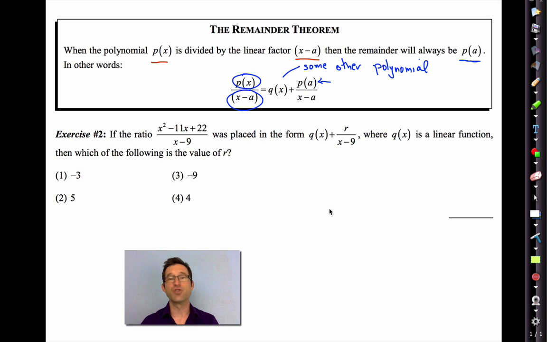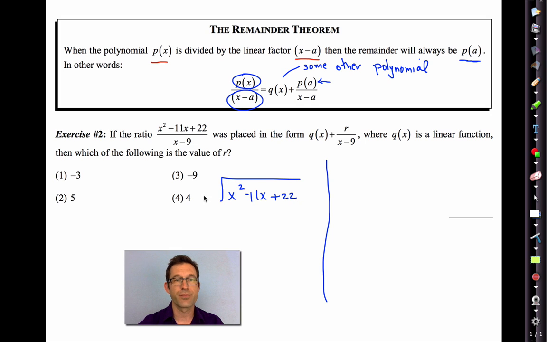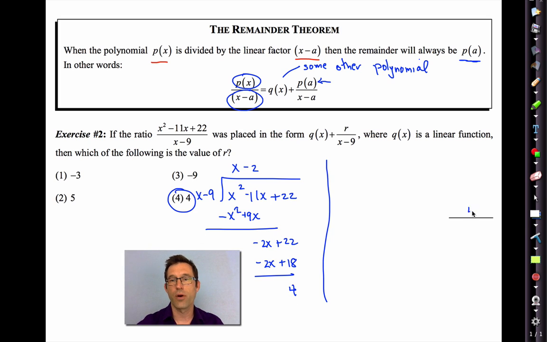Now, one way of doing this is just going through the polynomial long division, using what we did in the last lesson. You just do this, and do this, x squared minus 9x, maybe change it, add negative 2x plus 22, then I'd have negative 2, and I'd get negative 2x plus 18, and maybe I'd subtract, and I'd get 4, right? So it would be choice 4.